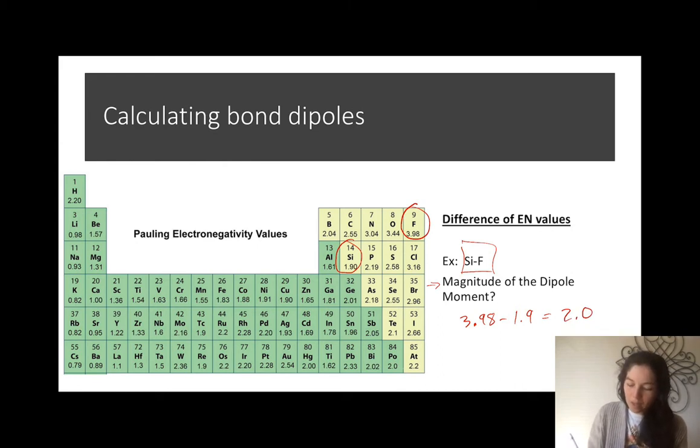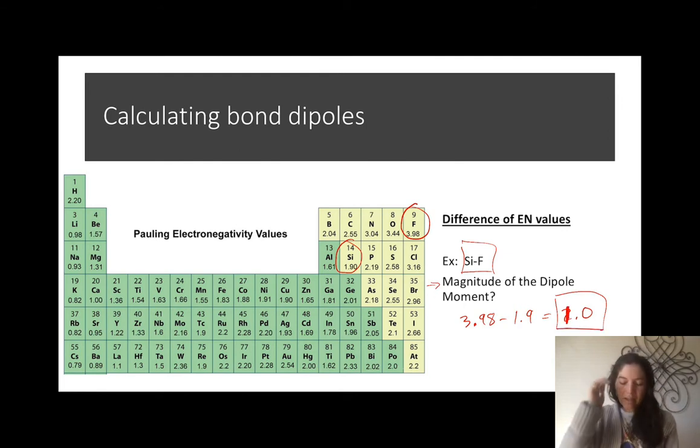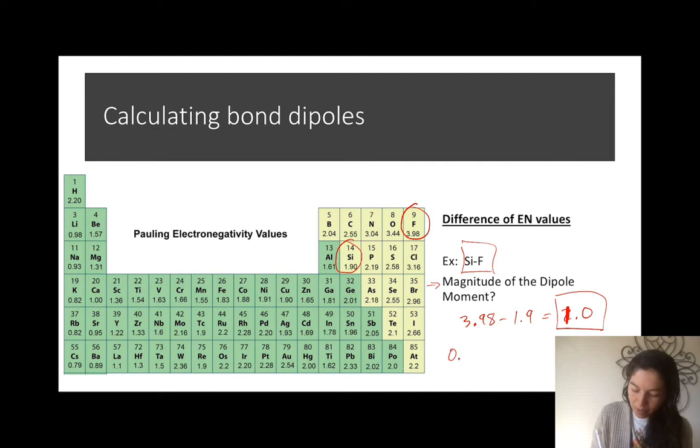Okay. Oh, sorry, you're going to find this comes out to 1.0. Yes, it comes out exactly at 1.0. And so this means that it falls in our range of 0.4 to 1.7, meaning that this is polar covalent. And the magnitude of the dipole moment is 1.0.